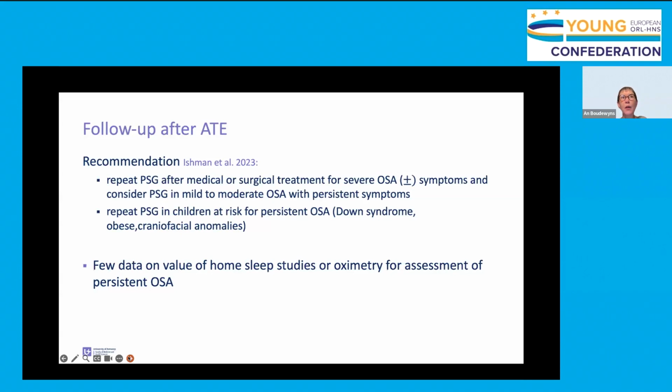Unfortunately, polysomnography is not yet widely available everywhere, but there are few data on the value of, for example, home sleep studies or oximetry for the assessment of persistent sleep apnea.